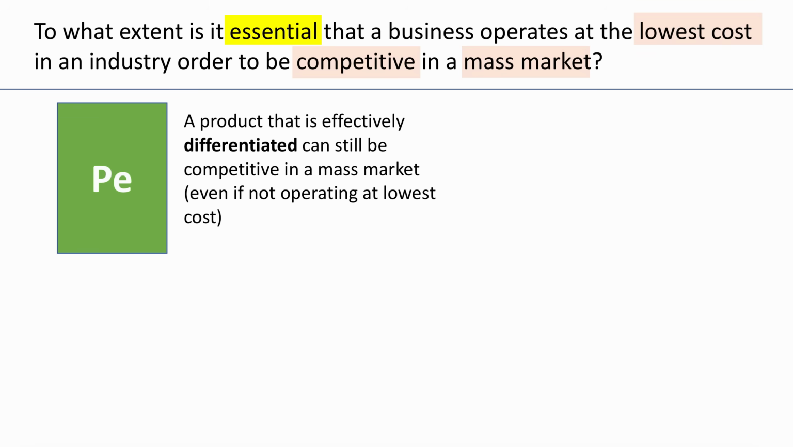A possible point I might develop which argues against the suggestion that it is essential. In other words, a point here that says, no, it's not essential, there's an alternative to being the lowest cost provider, is this one here. A product that is effectively differentiated can still be competitive, even if this business is not operating at the lowest cost. So essentially the point here is around differentiation compared with lowest cost. That would be my point.